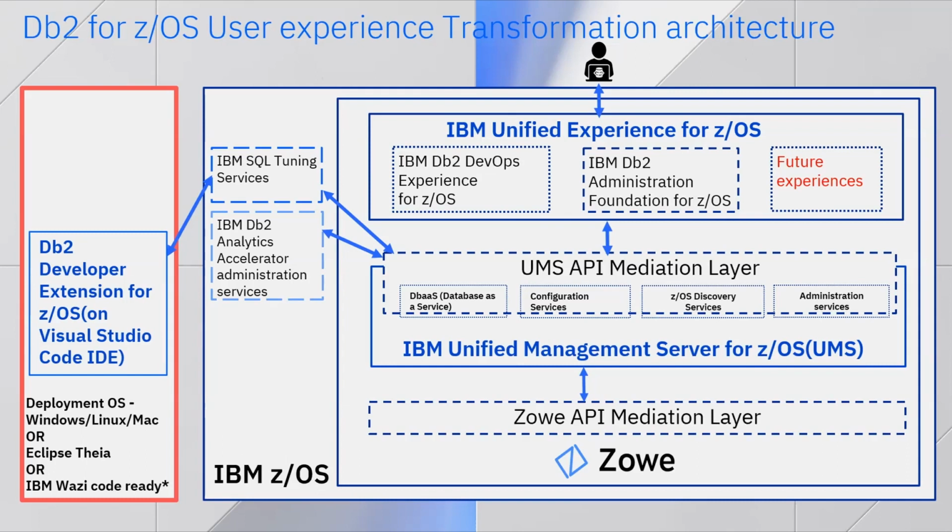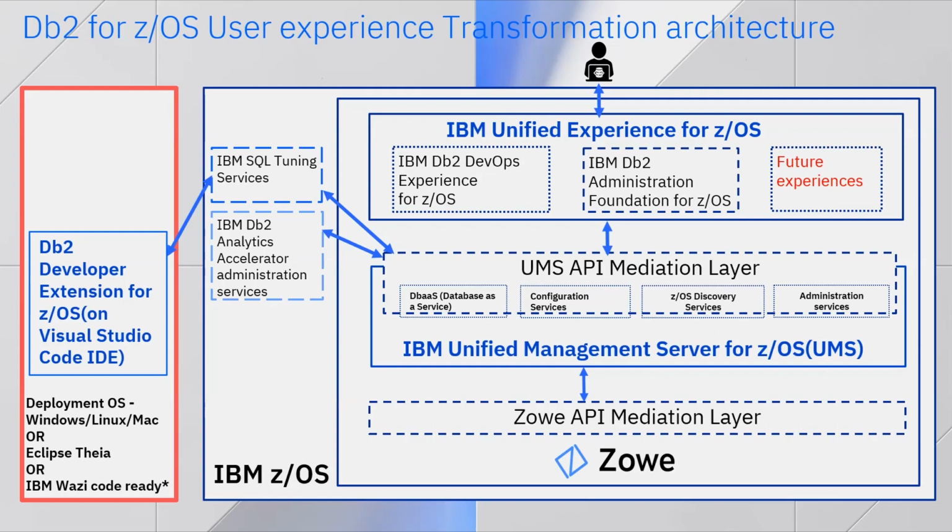When the user invokes a certain tuning workflow on the UI, UMS behind the scenes communicates with either SQL tuning services or accelerator administration services. Once again, these APIs are built in such a way that everything in the UI has to be driven by something in the backend.